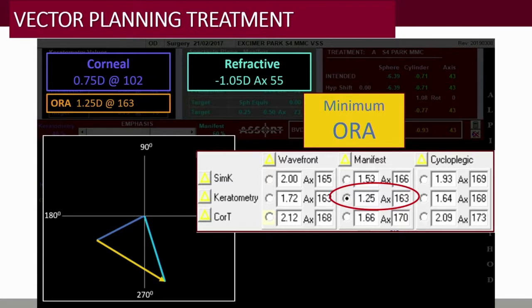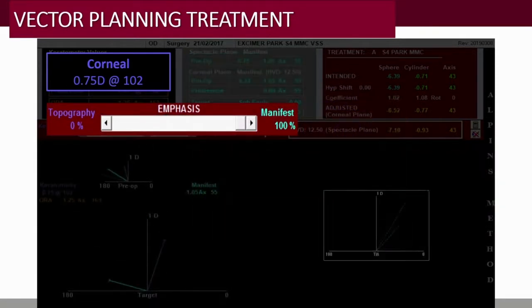So you can see, for a start, in the wavefront column and the manifest column, in this case, the wavefront was further away from the cornea than the manifest was, so I'm just showing you how it can go both ways. But actually, the best numbers for this particular eye was the keratometry and the manifest, because it had the lowest ORA. So what I would put into the laser, or what I would consider was the astigmatism in the eye, would be 1.25 at 163 using keratometry and manifest refraction values.